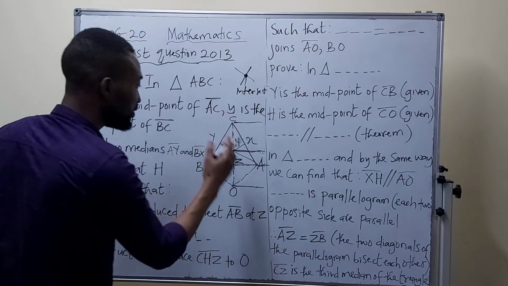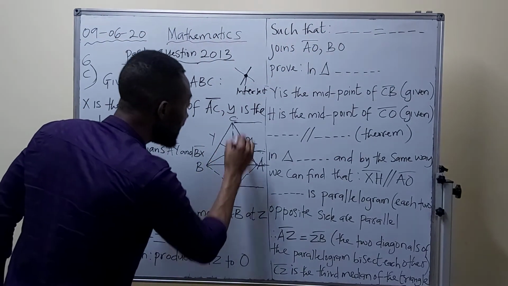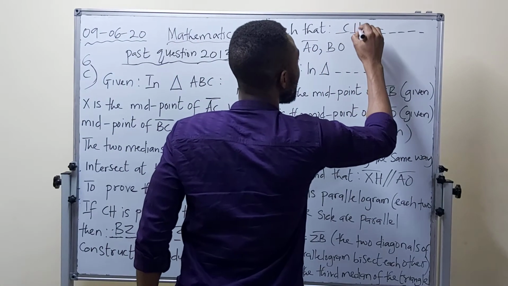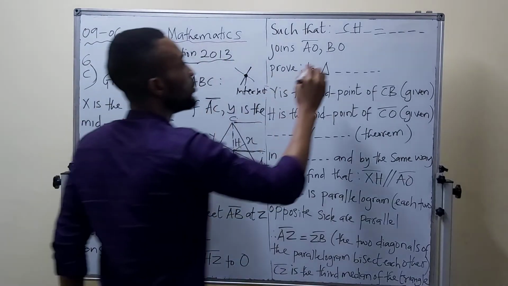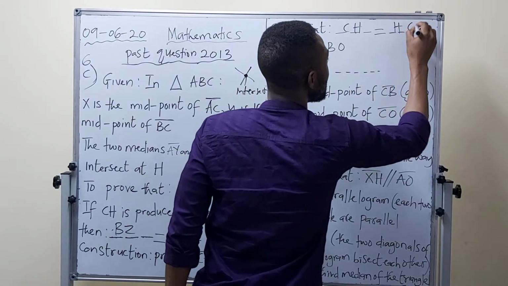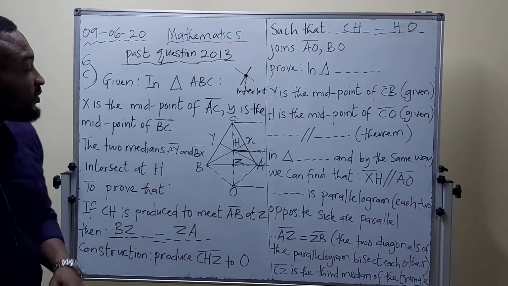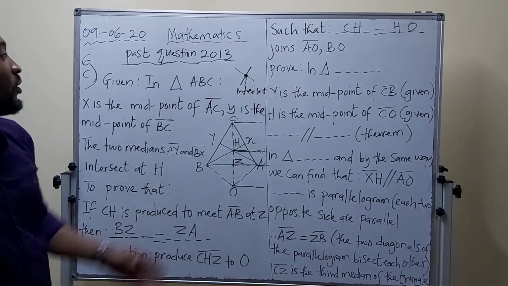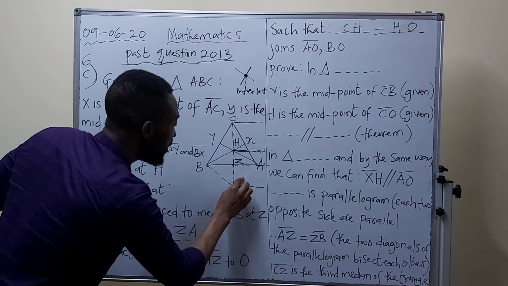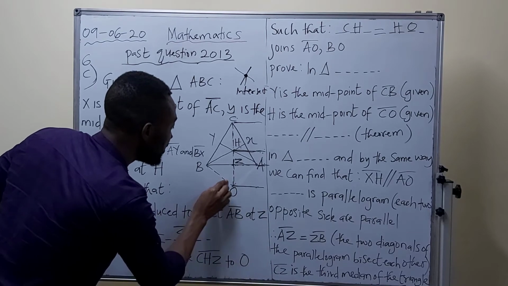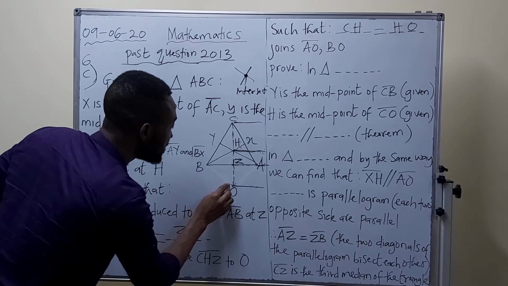What is that dash equal to dash? Which is CH equal to HO. So you have solved that one. So they now move forward. Let's assume we don't have this here. Let me just clean it.